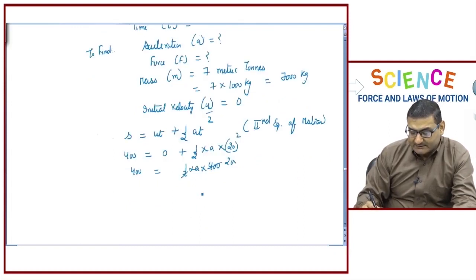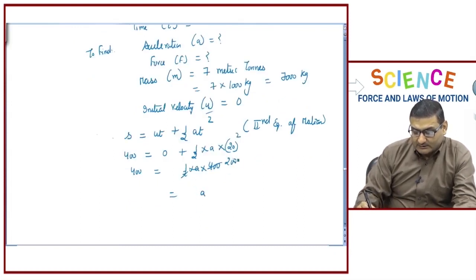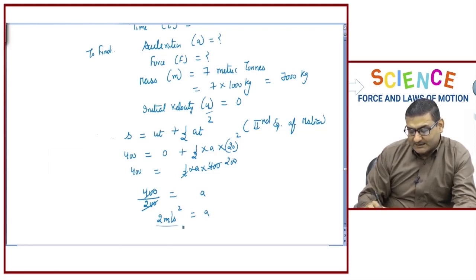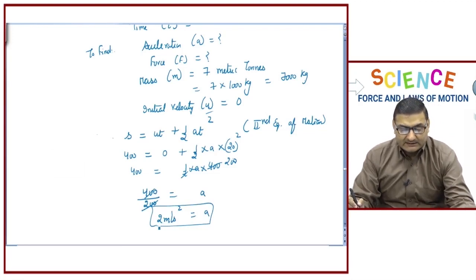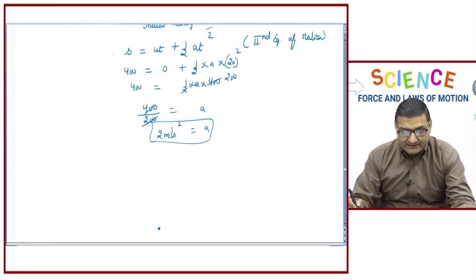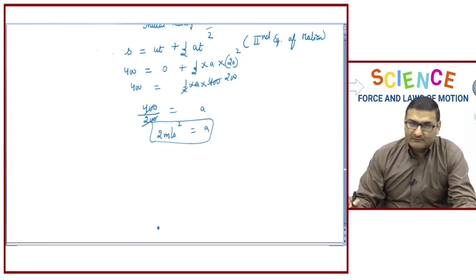So for the acceleration, bringing 200 to the other side, I'll get 400 divided by 200, which comes out to be 2 meters per second squared. So this is the acceleration with which the truck is moving, right? This was the first part of the question.